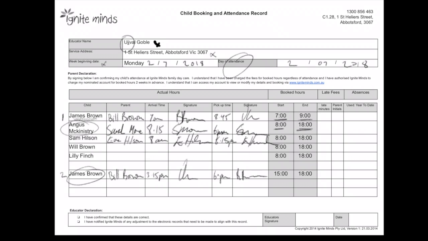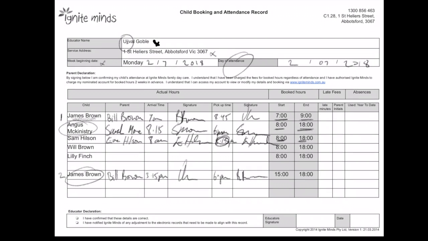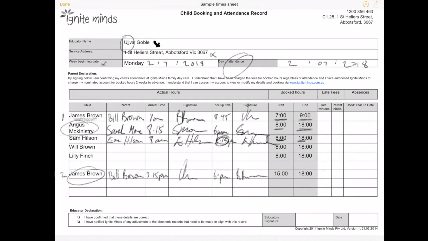So what do we do here? We've got his booked hours is from 8 until 6, but he's overstayed here by 15 minutes. So what we need to do, if we want the office to charge an extra 15 minutes late fees, you would need to put that in here, 15 minutes, and you need to get Eve Hilson to sign or initial that, so that we know in the office that there's going to be no argument, because Eve is going to come back and say, how come I've been charged more? And we can say, well, look, you were 15 minutes late, and the educators had that discussion with you, and you've initialed it to say that you're aware that there's some late fees that are applying.